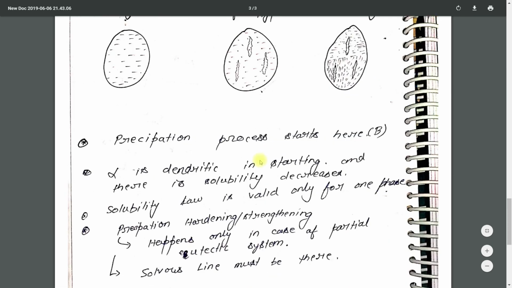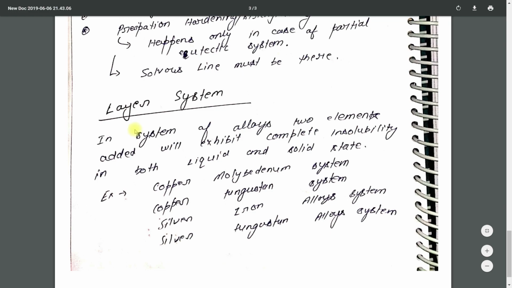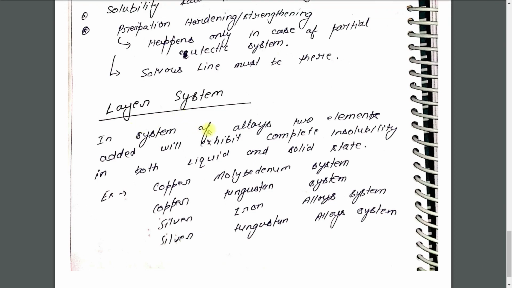ये डायग्राम आप ड्रॉ कर लोगे और ये मैं पॉइंट बता चुका हूँ. और लेयर सिस्टम I will discuss in the next chapter. Okay, next chapter I mean next lecture.